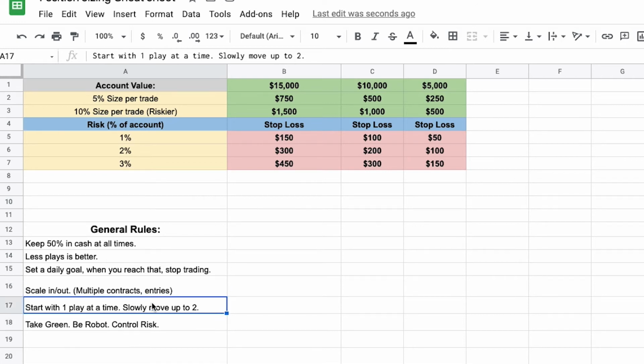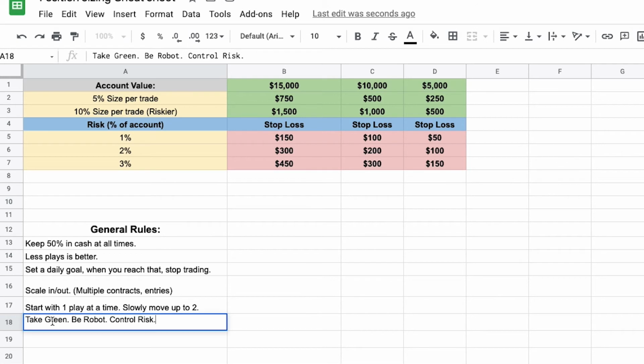Yeah, so like I said, one play at a time. And you basically want to be a robot who knows how much they're risking on each play and takes green when they see it. I'm really good at not doing that and then realizing, oh crap, if I'd just done that every day, I would have made more money this week than I did.